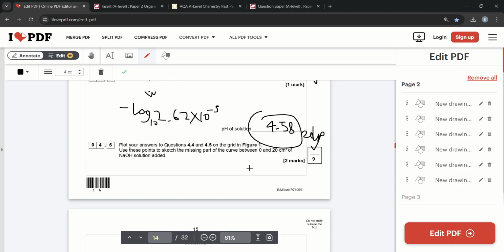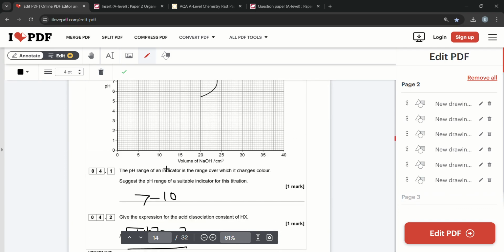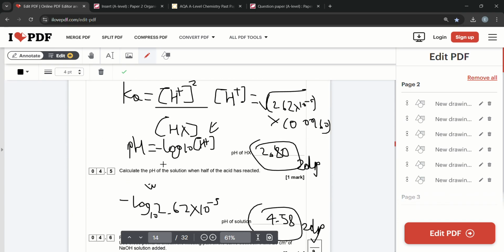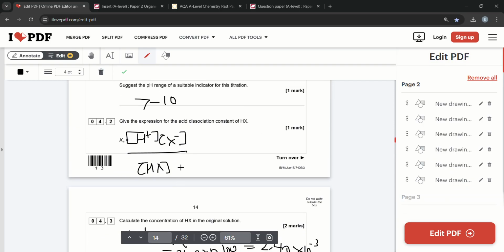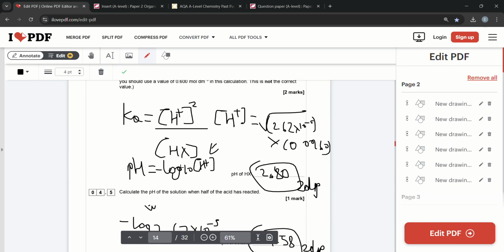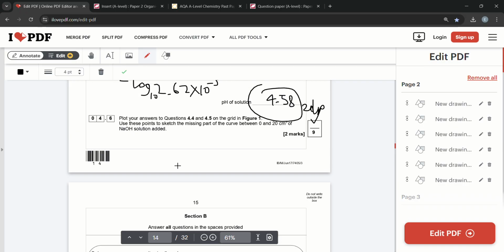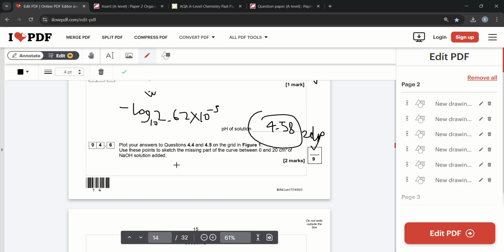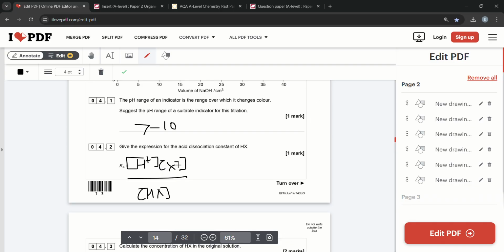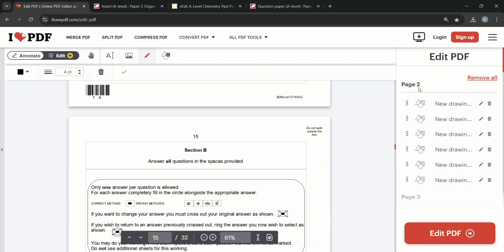And then it says plot your answers to questions on the grid, and then use points to sketch the missing part of the curve. So yeah, you just plot it. So pH of HX and that, and then what we want to do is sketch the missing part of the curve. Yeah, just a graph question, I'm therefore going to skip it. And that's the end of the past paper question.